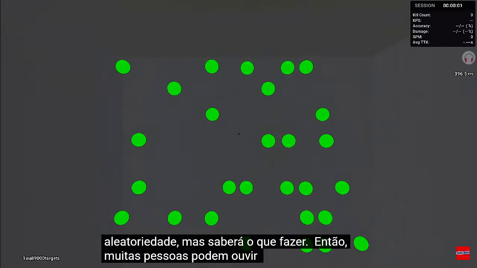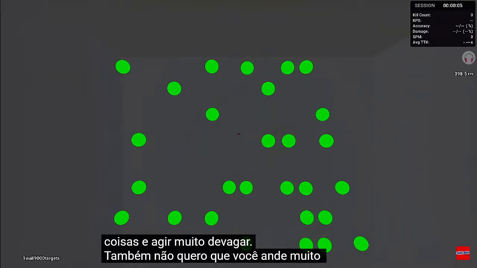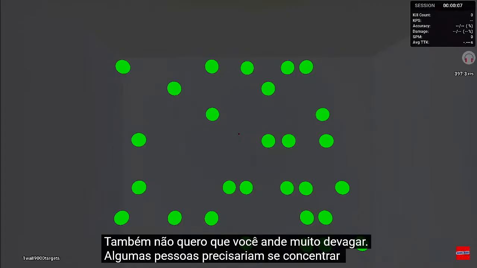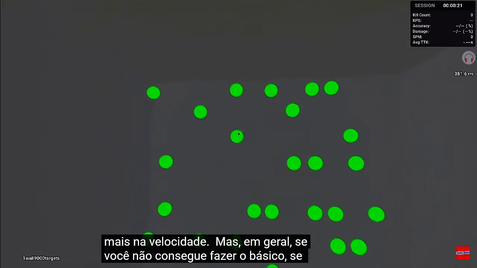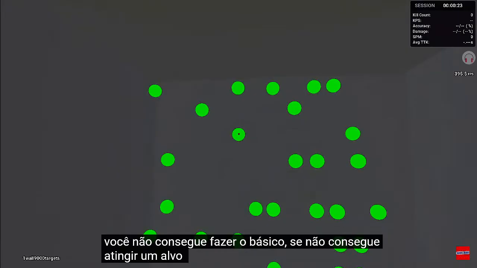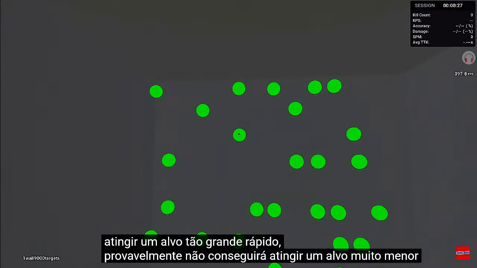So a lot of people might hear all these things and move overly slow. I don't want you to move overly slow either. Some people will need to focus a little bit more on accuracy and other people more on speed. But in general, if you can't do the basics, if you can't hit a target this large fast, you probably can't hit a much smaller target fast.